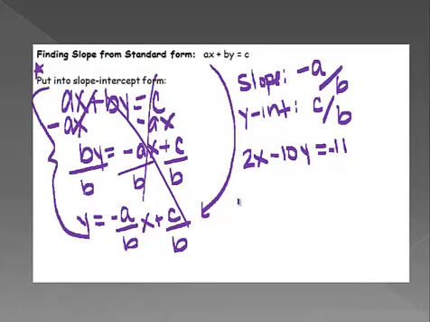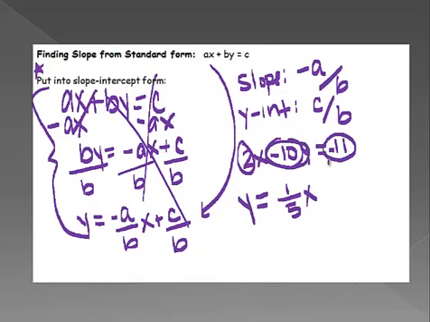So what I'm going to do is write it into slope-intercept right away. I'm going to say y equals. And I'm going to remember it's opposite of this divided by this. What's the opposite of 2 divided by negative 10? 1/5 right away. And then my y-intercept is this divided by this. Positive 11/10. Done.